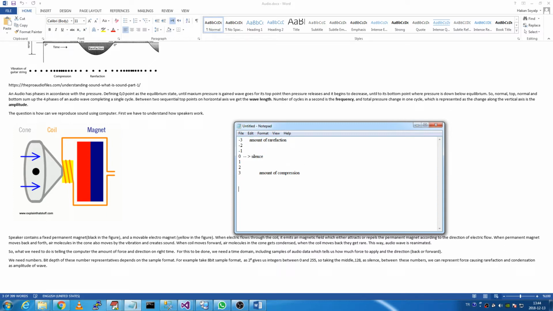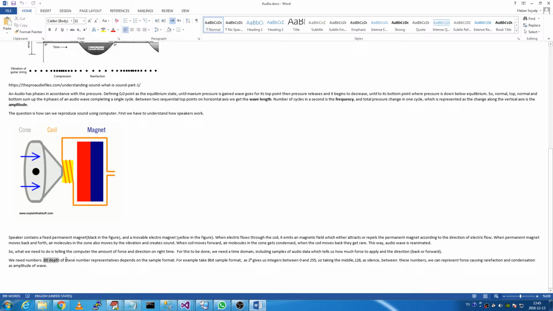Another way is, for example, in this scenario you take the middle term as the point of silence, and again below this middle number you can use these numbers to represent the rarefaction and the amount of rarefaction, and these numbers above the silence point you can use as the amount of compression, and you can represent the wave as a series of numbers.